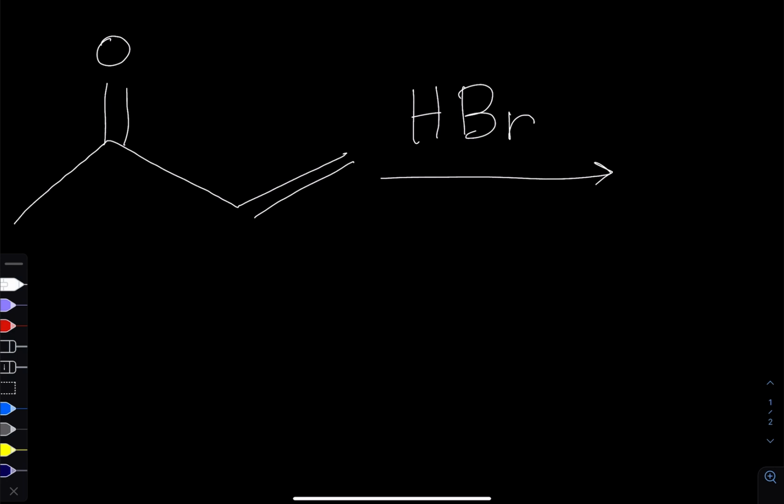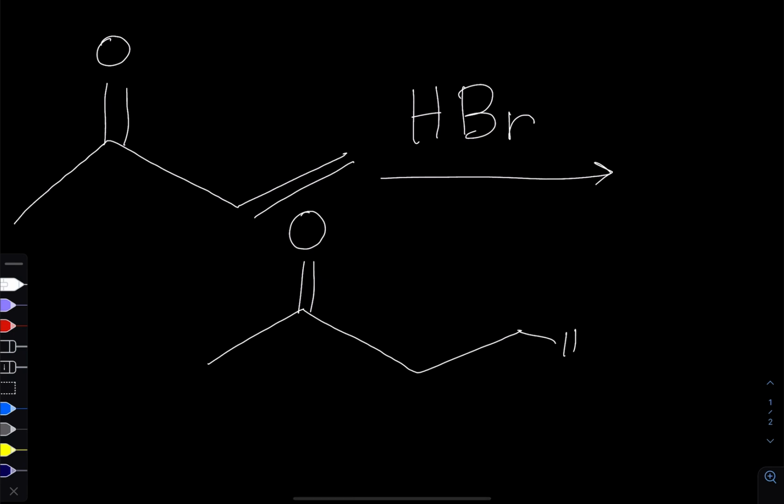So in this case, the alkene is over here, and we're adding a hydrogen and a bromine across the alkene. The bromine would go on the more substituted carbon. So hydrogen would go over here, the new hydrogen. And bromine would go on the secondary carbon.